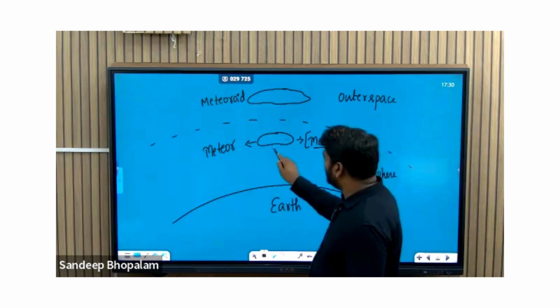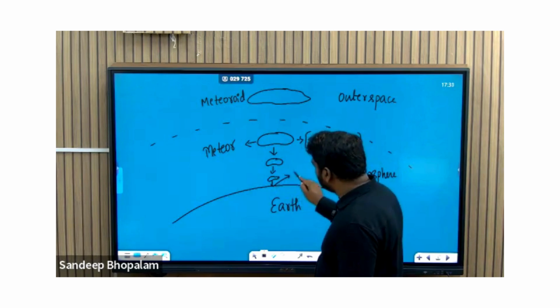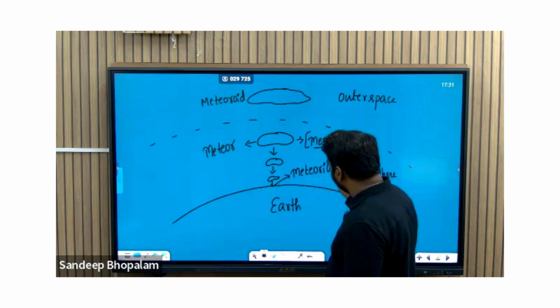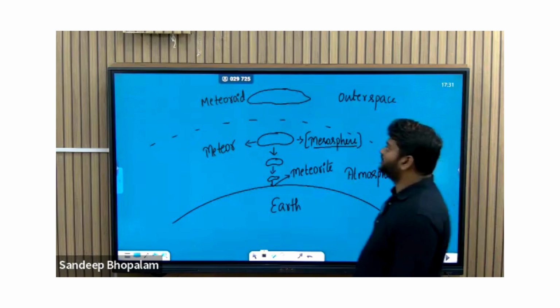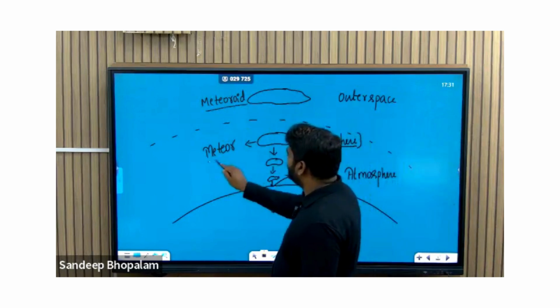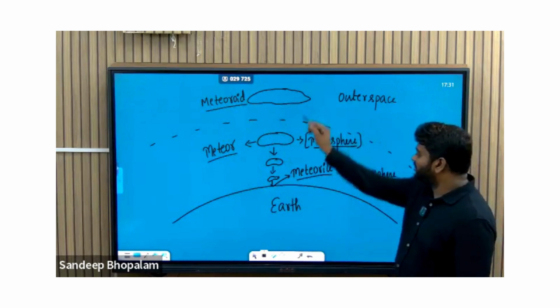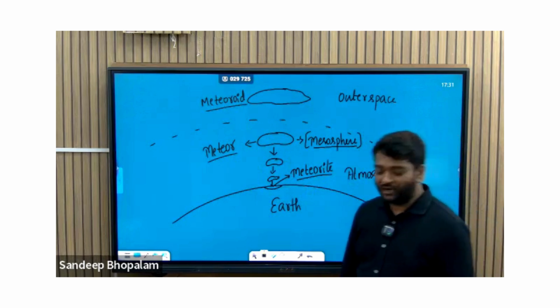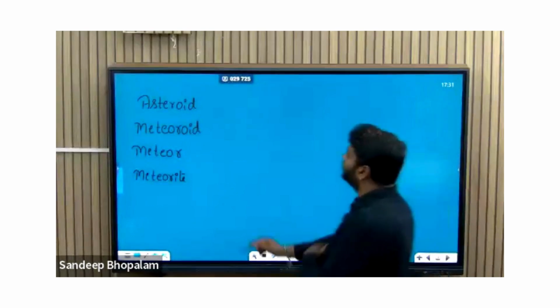And after mesosphere, burning will occur, size keeps on reducing, and it will come and hit the earth. Whatever hits the earth is called as meteorite. You see, meteoroid outside, meteor in atmosphere, meteorite when it hits. Fine. This, when it hits, it creates a crater which will be called as what? Impact craters.